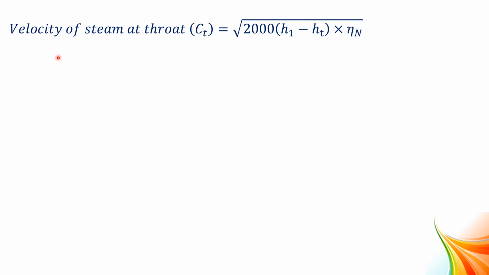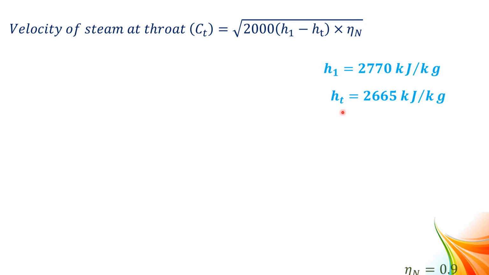Now velocity of steam at throat Ct equal to square root of 2000 into H1 minus Ht into eta nozzle. The H1 and Ht values were obtained from the Molière diagram, and the eta nozzle value is given in our problem, which is 0.9. Substituting these three values in this velocity equation, we get Ct equal to 434.74 meters per second.